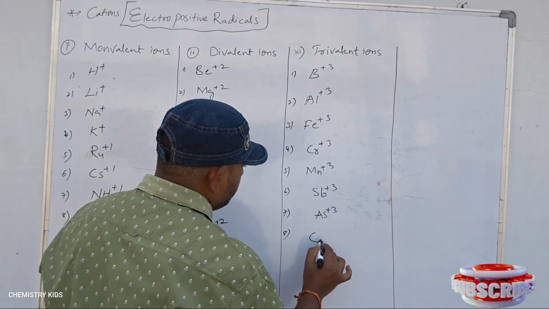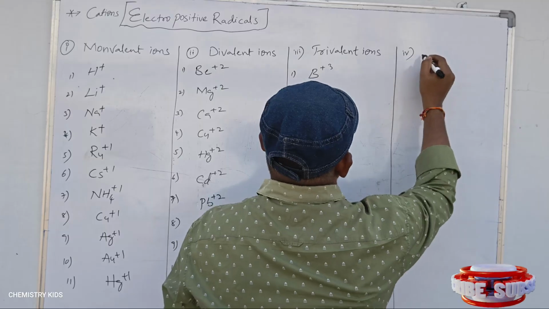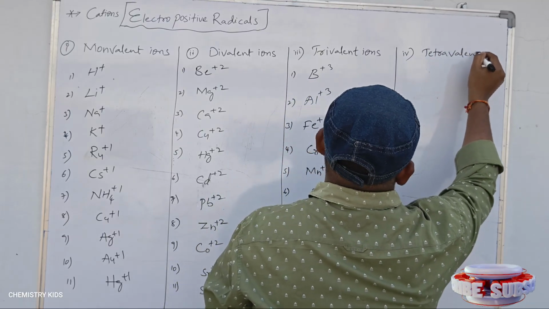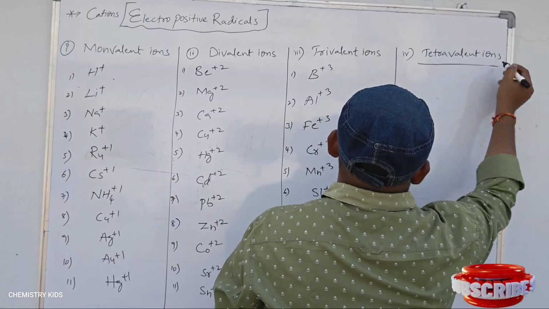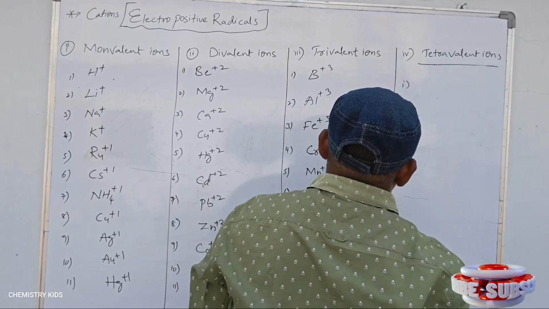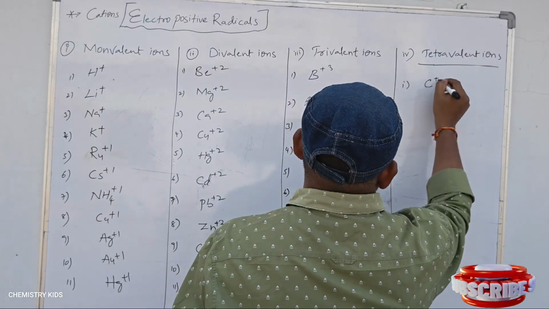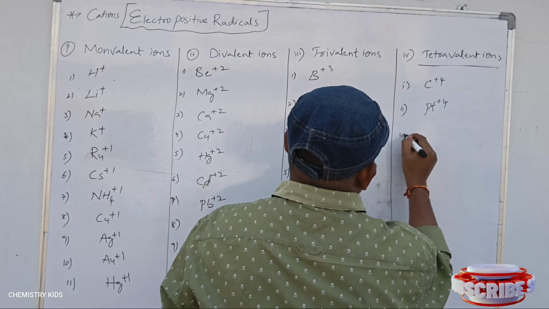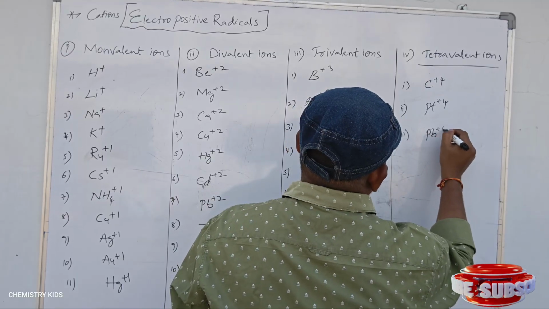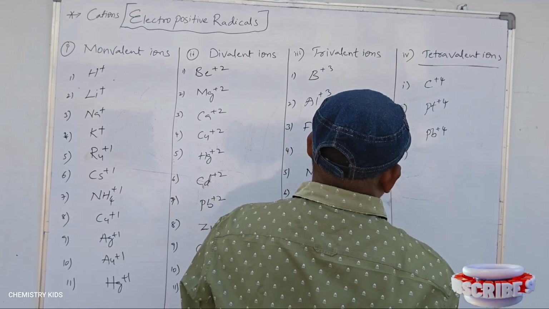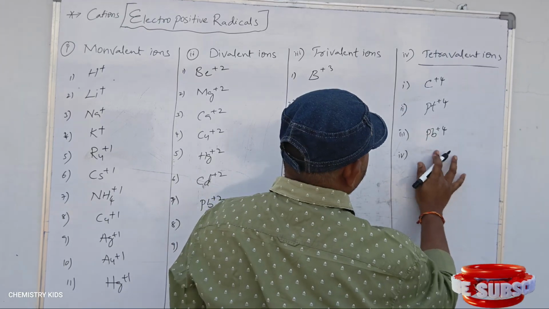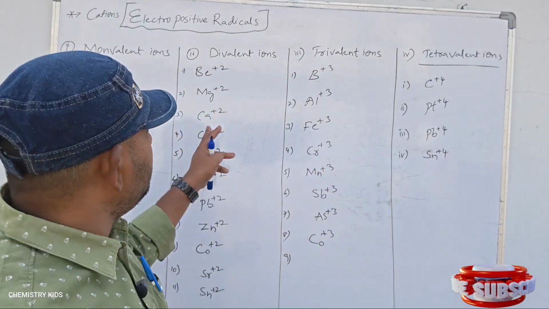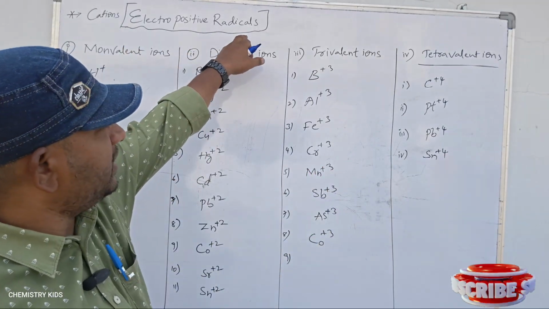Next, the tetravalent ions. The tetravalent ions are carbon plus 4, platinic, plumbic, Pb plus 4, and the fourth one, stannic, Sn plus 4. Okay, these all are the electropositive radicals.